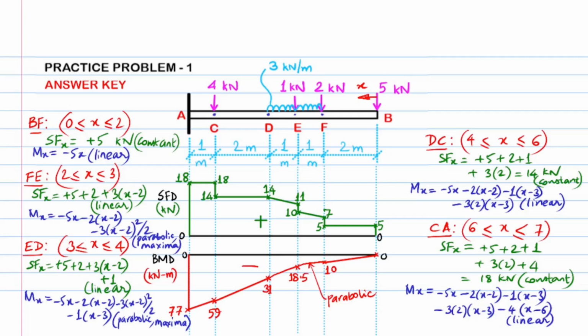The answer key to the practice problem 1 is shown here along with the necessary calculations. We find that there is no axial force generated since no horizontal load acts on the beam. The maximum shear force is found to be 18 kilonewtons acting over a part of the beam's length, including the fixed end. The maximum bending moment is found to be 77 kilonewton meter, also acting at the fixed end of the beam.